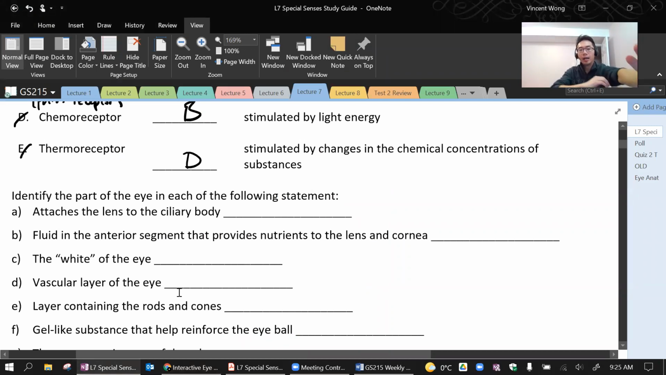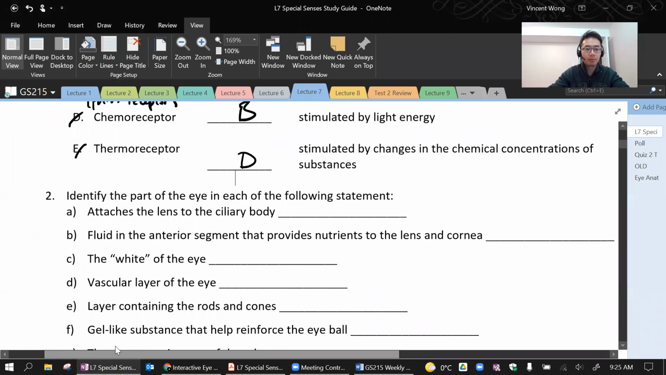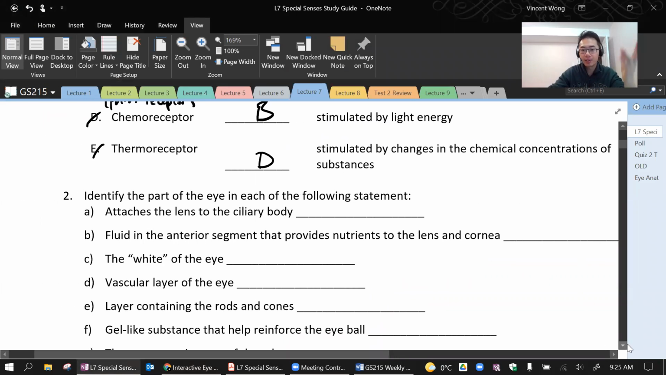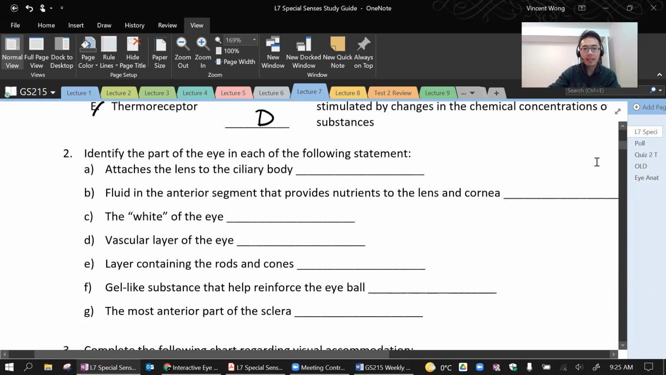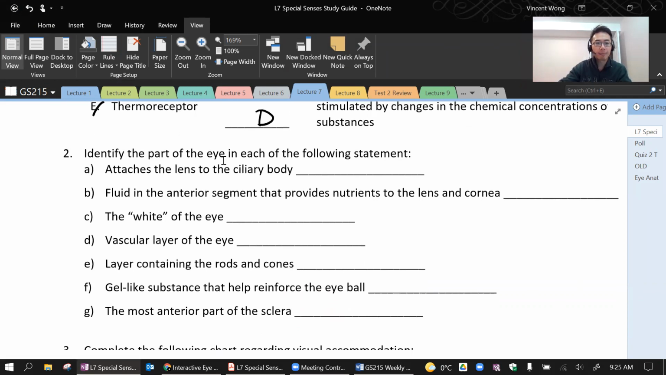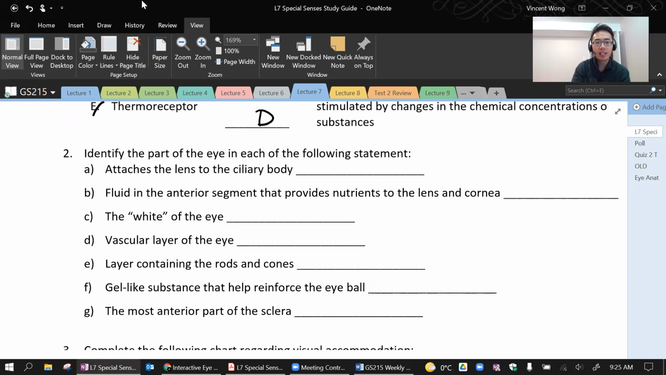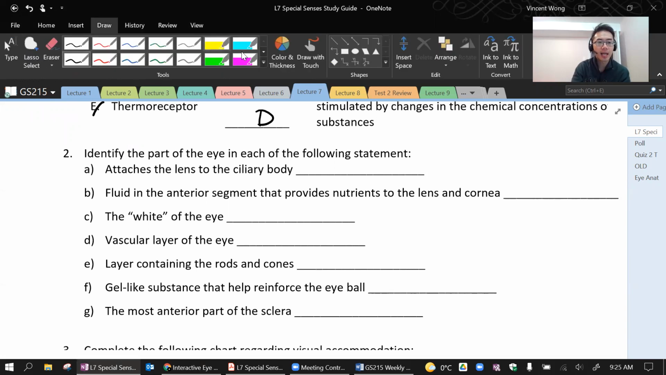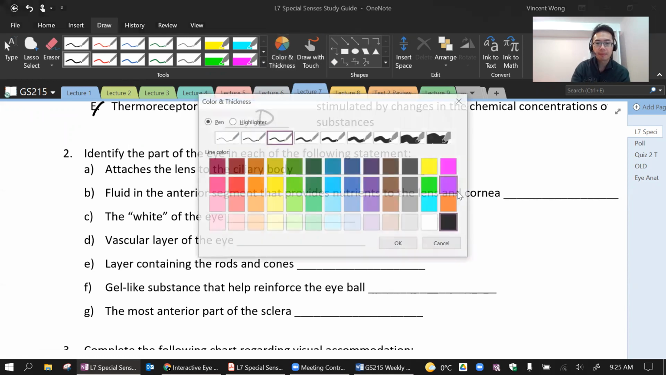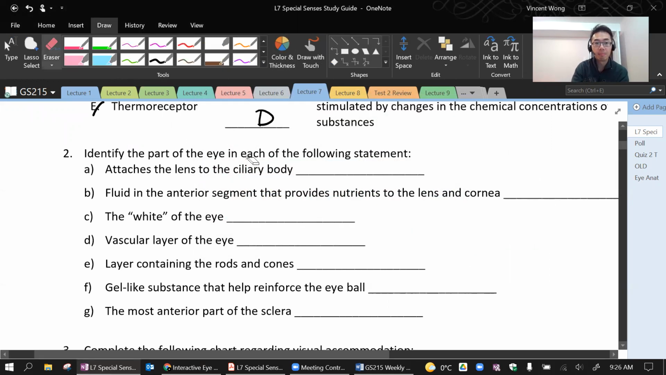Okay, so there is the overview of the eyeball, right? If you did not watch the recording, that is just like a 10-minute quick summary of the eye. So let's fill in the blanks. Identify the part of the eye in each of the following statements. Attaches the lens to the ciliary body. Okay, so the ciliary body is the muscle that controls the tightness of the suspensory ligament.